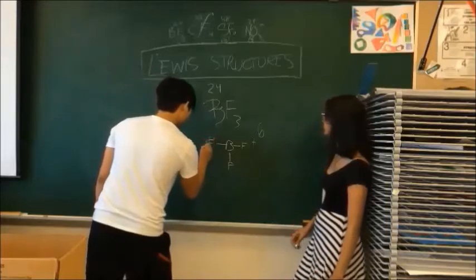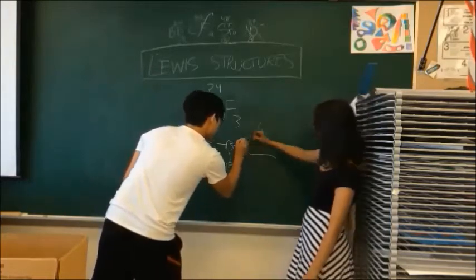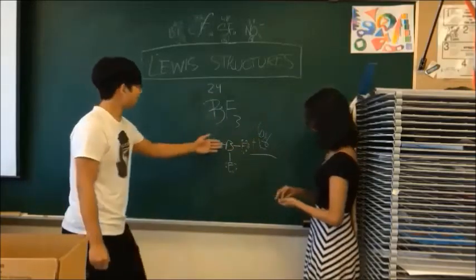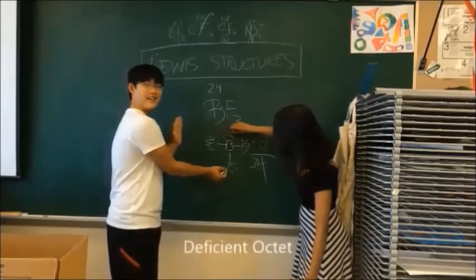Now we fill in the rest of the octet for each fluorine first. It is a total of another 18 electrons. However, as you can see, we do not have a complete octet. This is known as a deficient octet on this boron.